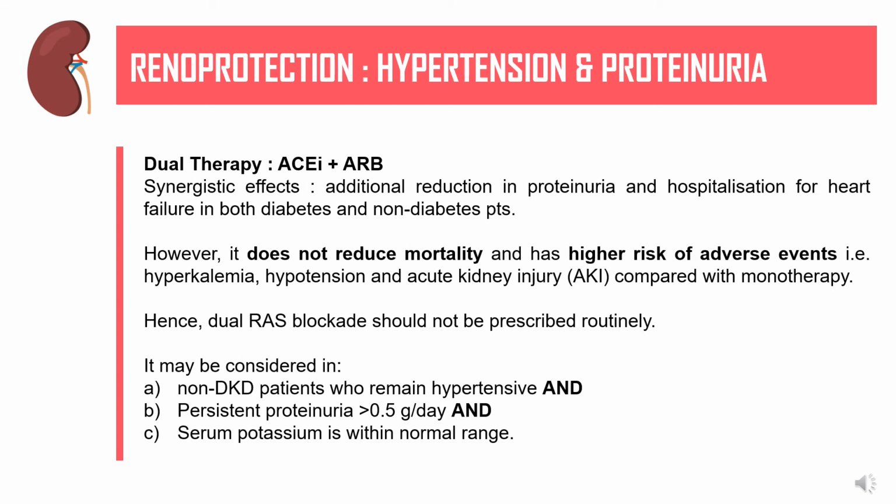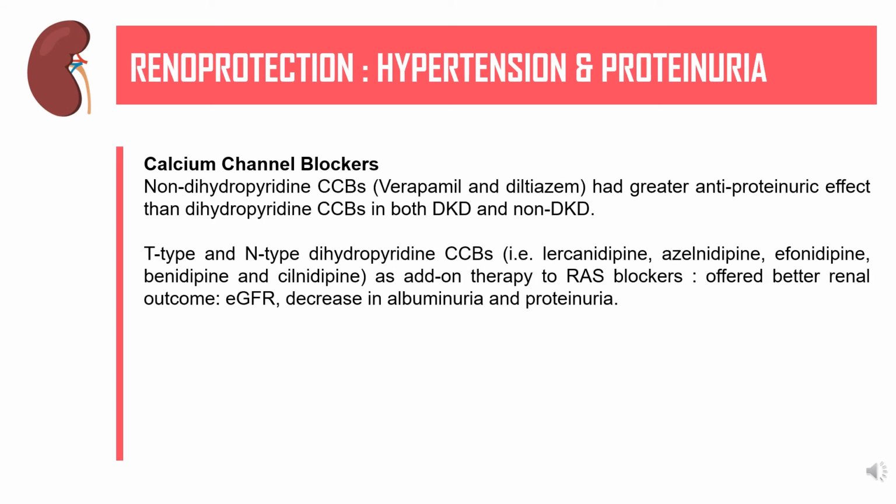It may be considered in a non-diabetic kidney disease patient who remains hypertensive with persistent proteinuria more than 0.5 g per day and the serum potassium is within the normal range. In clinical practice, calcium channel blocker acts as an add-on therapy to RAS blocker in the management of chronic kidney disease. The combination of RAS blocker and CCB is a reasonable and safe approach to optimize the blood pressure control.